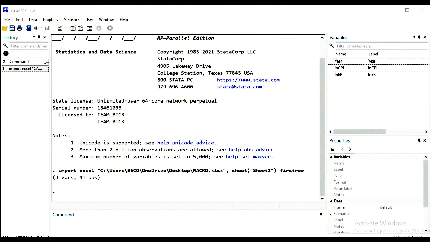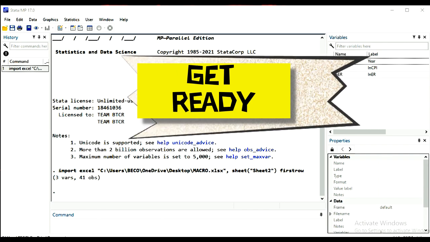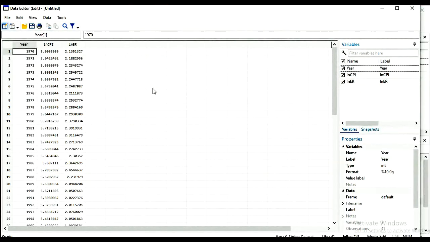Let's proceed to the estimation of this model using hypothetical data within Stata. As you can see in our Stata memory, we have two variables. The first one is the natural logarithm of consumer price index, and the second one is the natural logarithm of exchange rate. And as we have mentioned earlier, the dependent variable is the natural logarithm of consumer price index, which is the proxy for inflation, and the independent one is the natural logarithm of exchange rate. So our intention is to estimate the effect of these exchange rates.